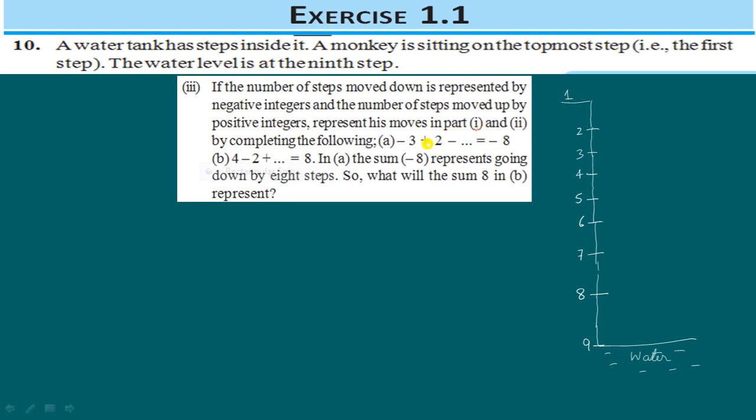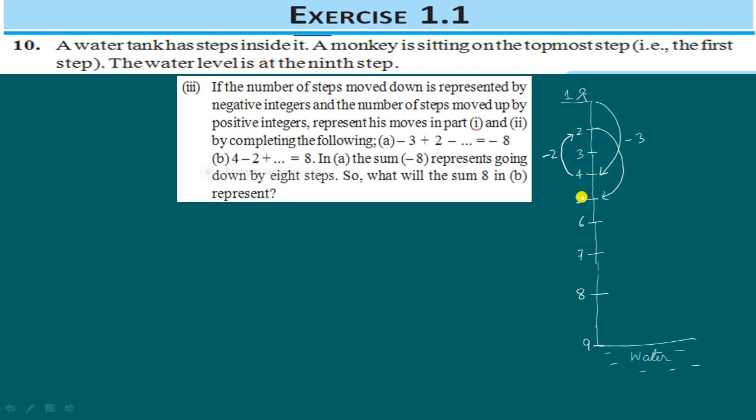First we'll see the first part. Minus 3 means down and plus 2 means up. Suppose the monkey is here. He goes down by 3 steps, that is 1, 2, 3. He goes from here to here. The first move is minus 3. The second move, he goes up 2 steps, that is plus 2. From here again he goes down 3 steps, 1, 2, 3.